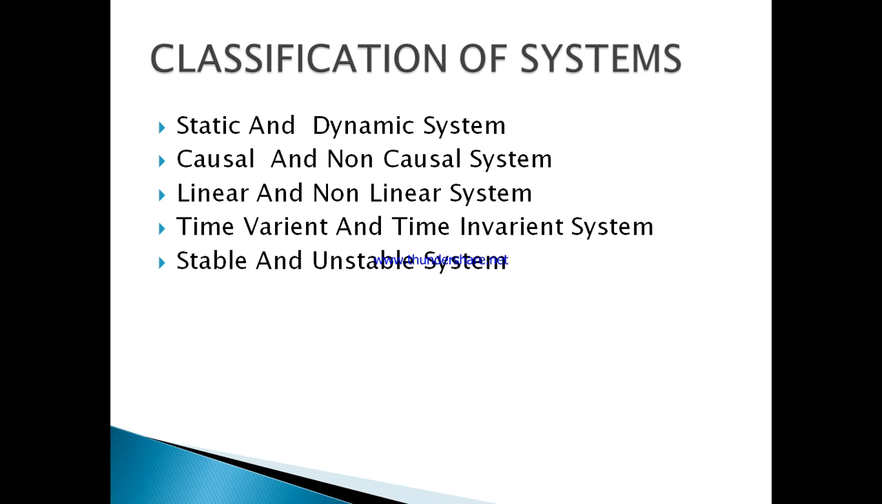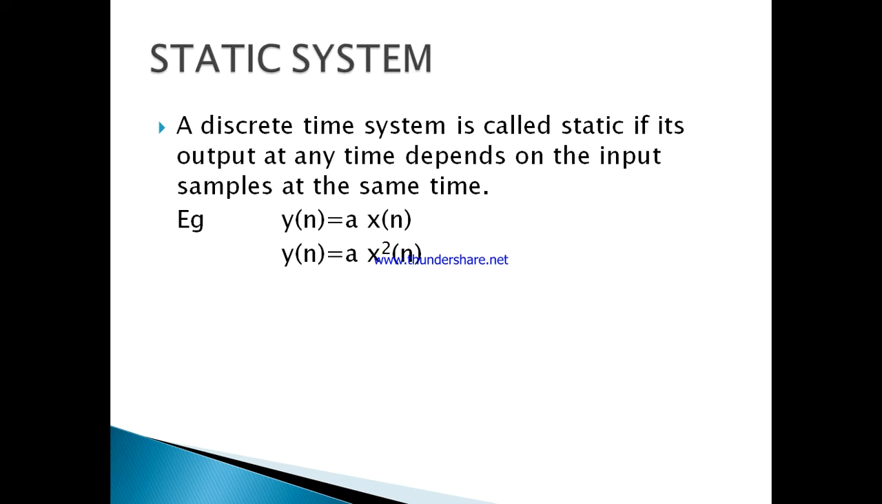First one, static and dynamic systems. Second one, causal and non-causal systems. Third one, linear and non-linear systems. Fourth one, time variant and time invariant systems. Last one, stable and unstable systems. Okay. So first we are going to discuss the static system.